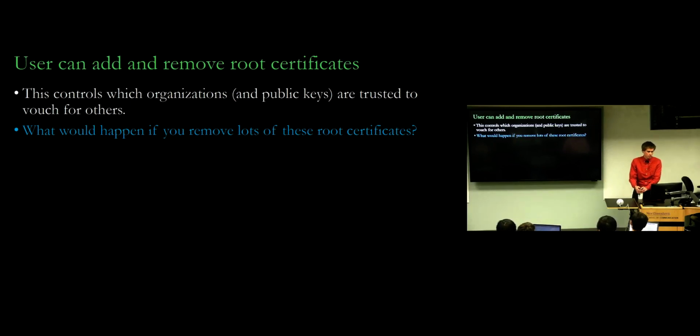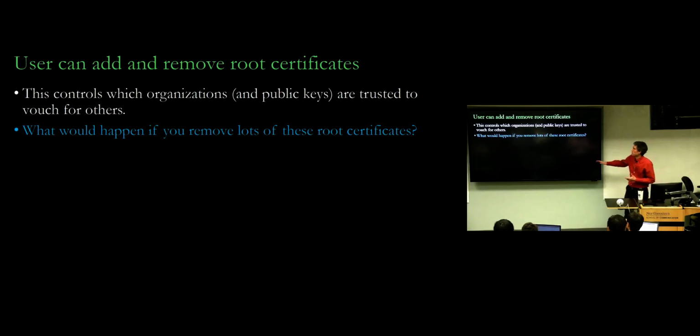Now, I mentioned that root certificates are hard-coded from the start by the developer, but users can actually add and remove root certificates if they wish to, which controls which organizations and public keys are trusted to vouch for others. So if you look at that list, you can say, okay, maybe Apple trusted these 170 people, but I don't trust all of them. I only trust 150 of them, so I'm going to remove these 20. Or I don't like the names of these 5, I'm going to remove them. Or I don't like these 100. Whatever, you could do that.